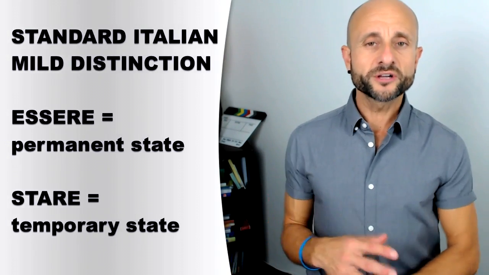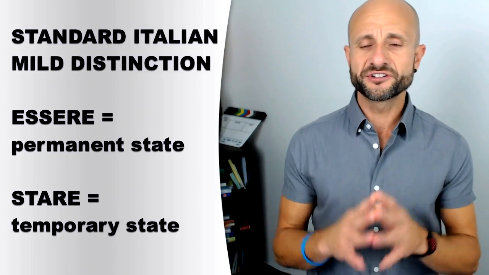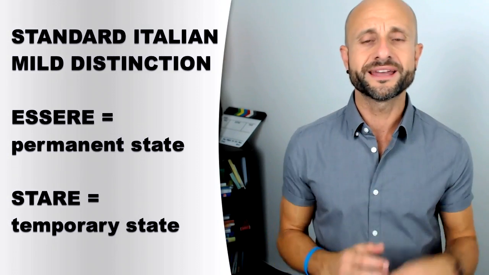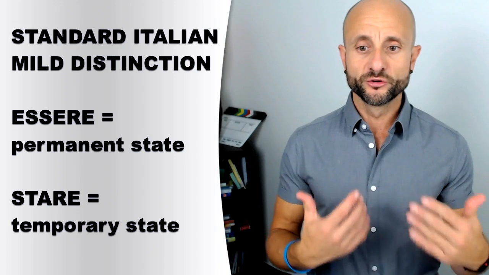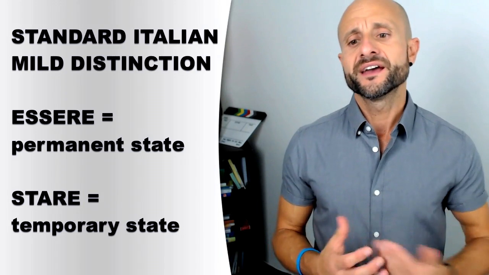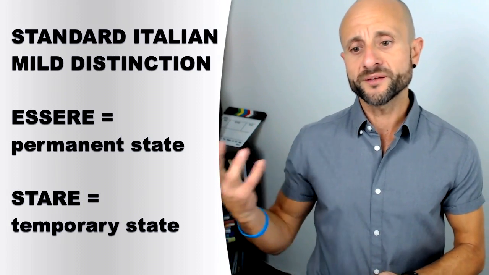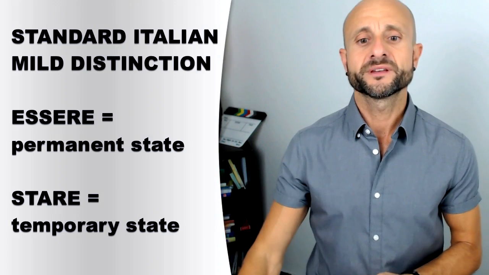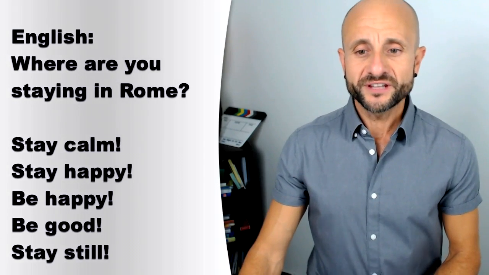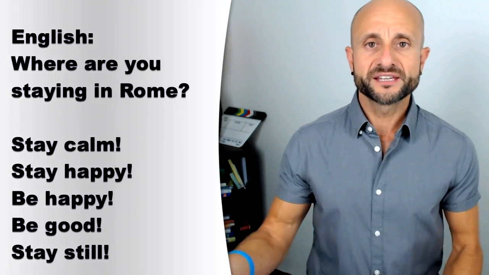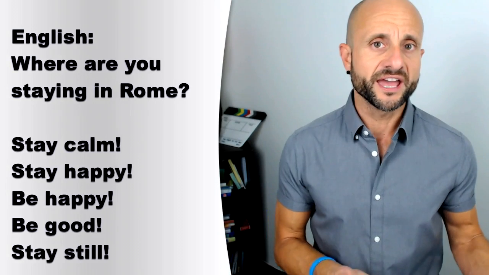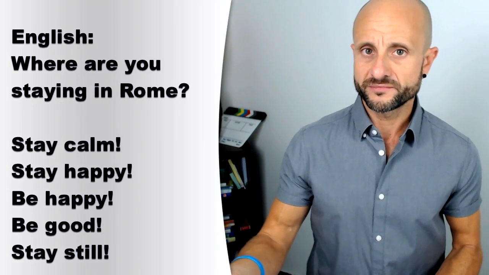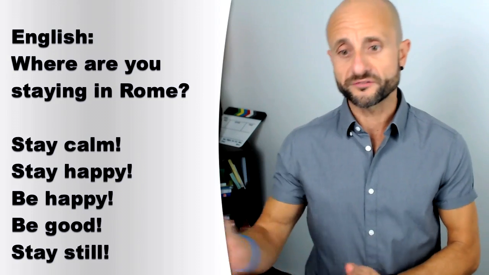So, that's because in standard Italian, there is a mild distinction between essere being used for permanent states and stare being used for temporary states. Let's have a look how it works in English, for example. So in English, I'll say, where are you staying in Rome? I'm using the verb stay. I'm not using the verb to be. I'm not going to ask you, where are you being in Rome? Right? Where are you staying in Rome?